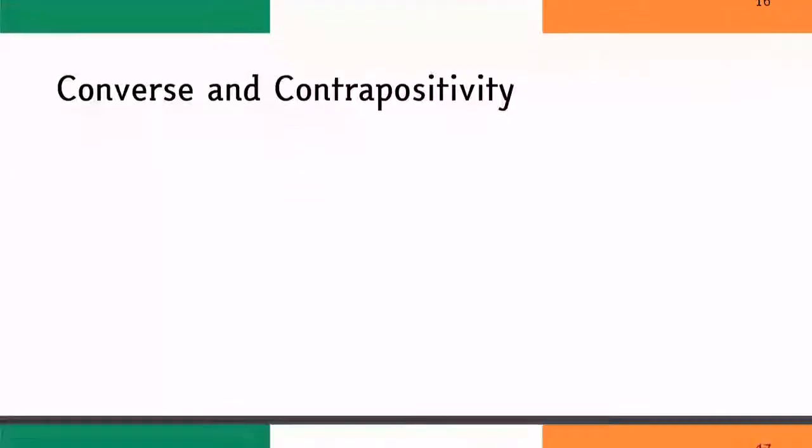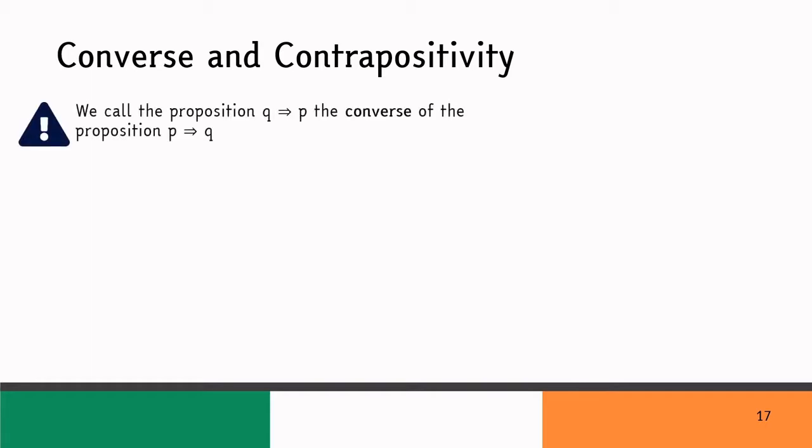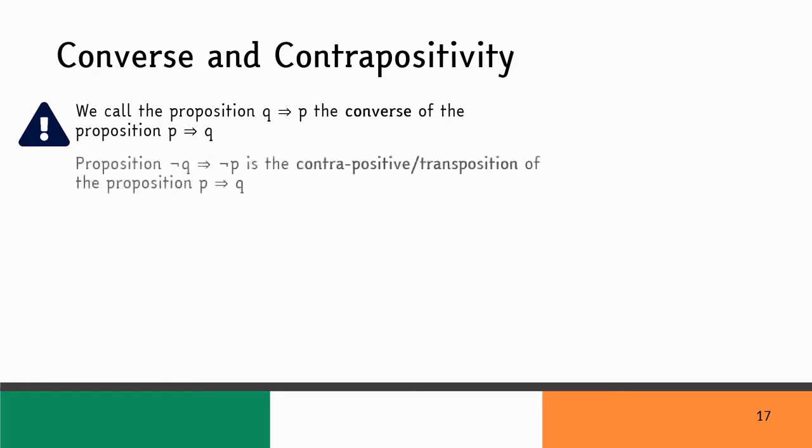Moving on to the last topic of converse and contrapositive, let P and Q be two propositions. Proposition Q implies P is said to be the converse of the proposition P implies Q. Proposition negation Q implies negation P is the contrapositive or the transposition of the proposition P implies Q. We will discuss more about this in detail in the next section.